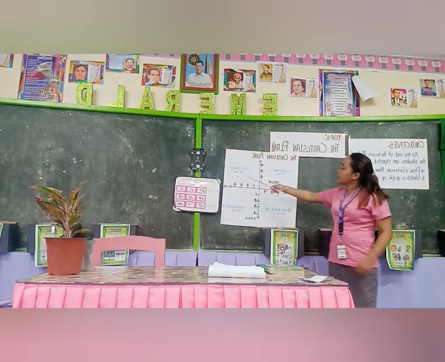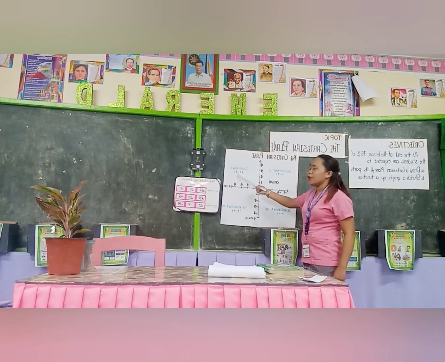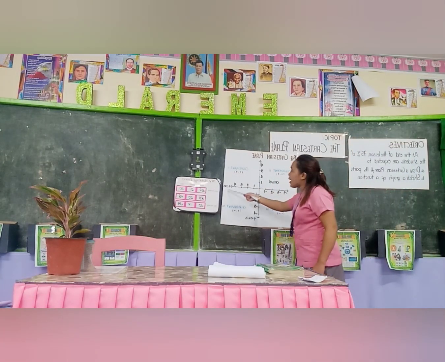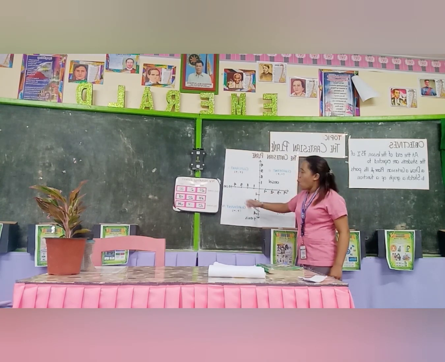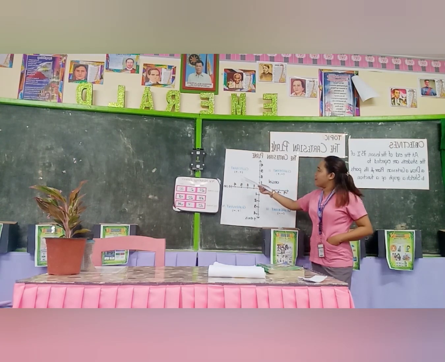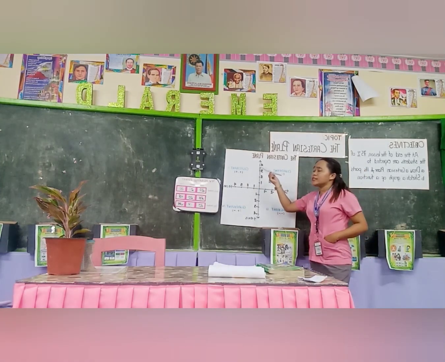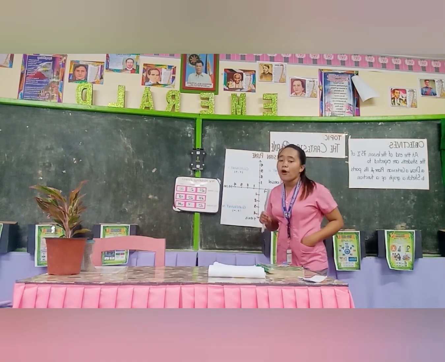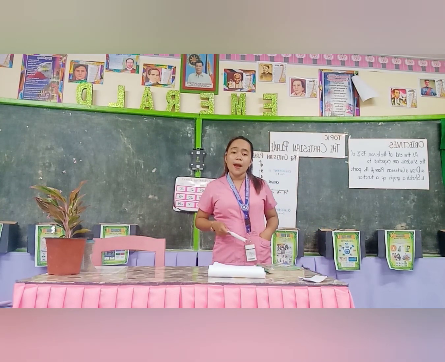In quadrant 1, the ordered pair of signs is positive and positive. Why positive and positive, ma'am? It is simply because the x-axis consists of positive numbers, that's why the first sign is positive. The y-axis, however, also consists of positive numbers. So therefore, in quadrant 1, both x and y coordinates are positive.